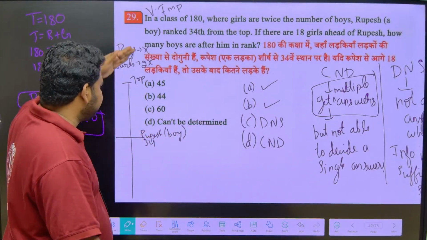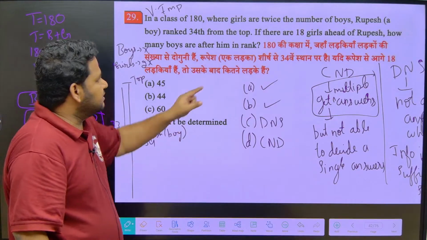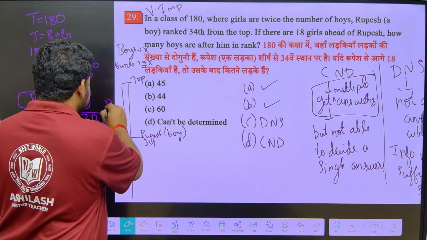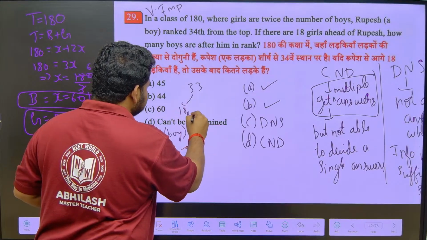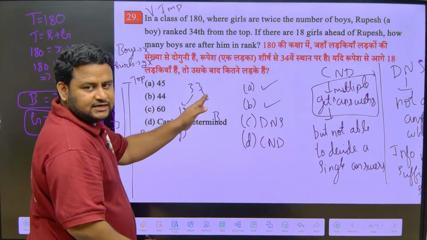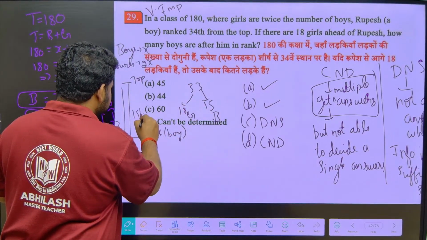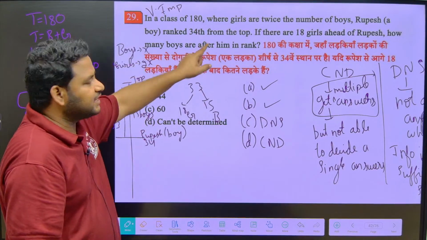So before him how many persons are there? There are a total of 33 persons up to here. Out of this 33, 18 are girls. Out of 33, 18 are girls means the remaining are boys. So 33 minus 18 is how much? 33 minus 18 is 15. So here how many boys are there? 15 boys.